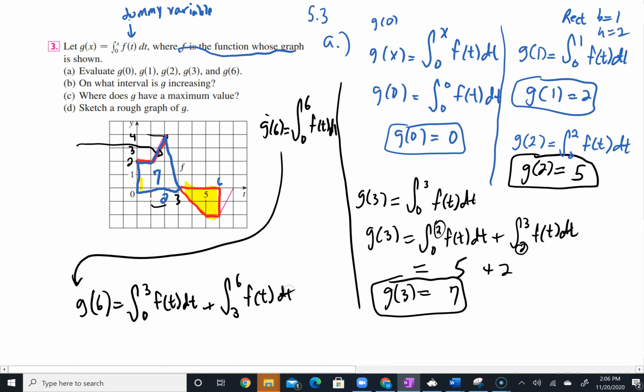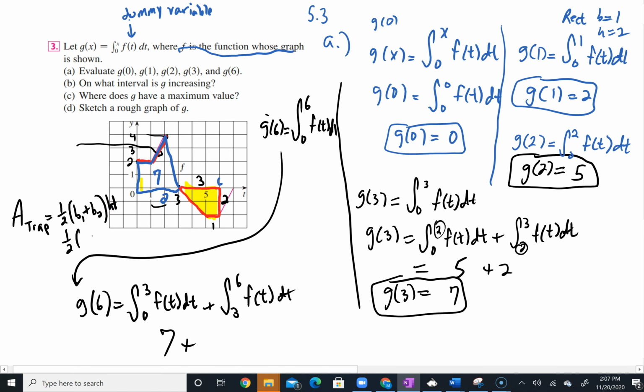So we found that 0 to 3 was 7. We're totally good with that. But what about from 3 to 6? In yellow, that's a trapezoid. It's from 3 to 6. You can count the bars here. You can see you got a base of 3. Right here you have a base of 1. That's a height of 2. And why am I bringing that up? The area of a trapezoid is equal to 1/2 base 1 plus base 2 times your height.